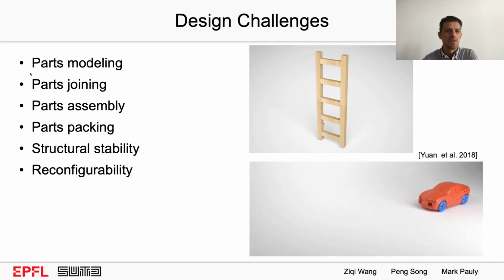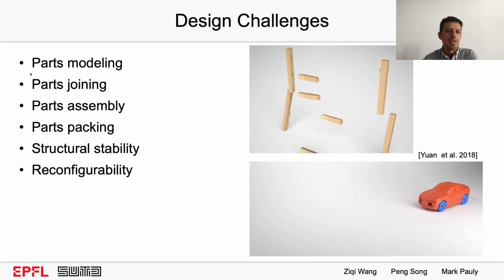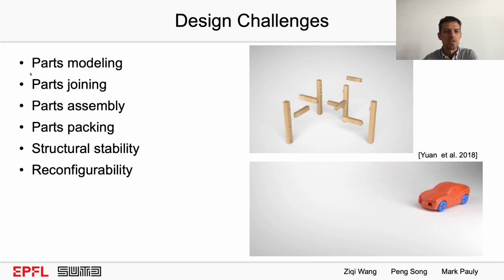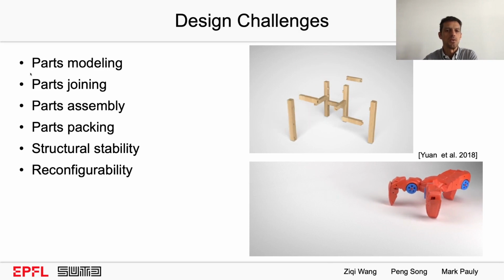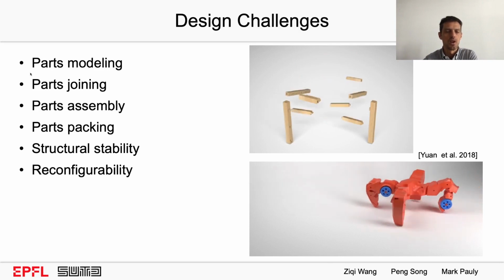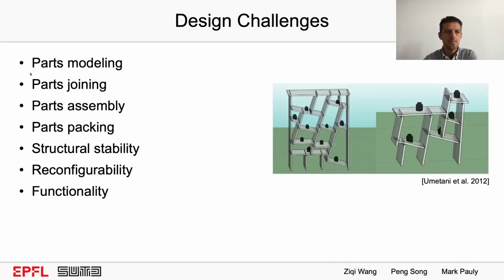In case of reconfigurability, like you see in these examples here, you add additional design challenges because the parts will not only be aggregated in a single way, but potentially in multiple ways, which then relates also closely, of course, to the function of the assembly. And finally, you might have functional requirements, for example, load-bearing capacity, that you need to take into account carefully within the design process.